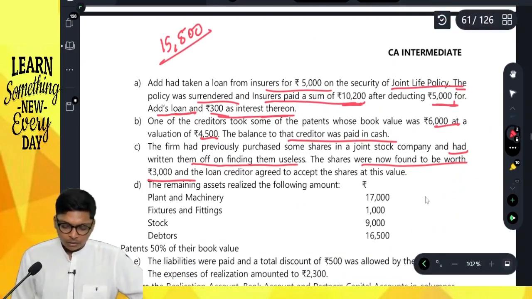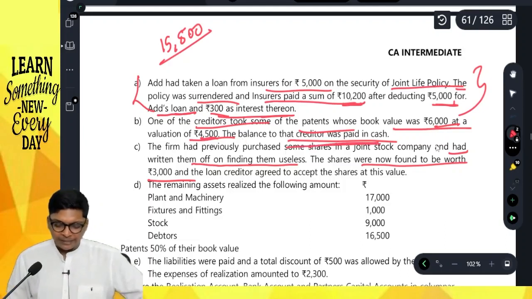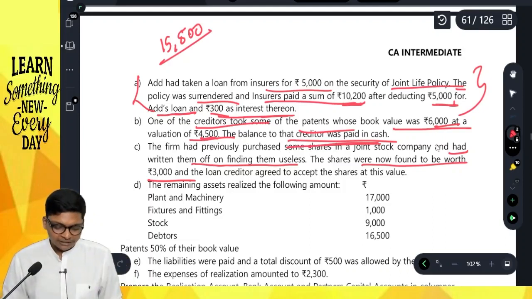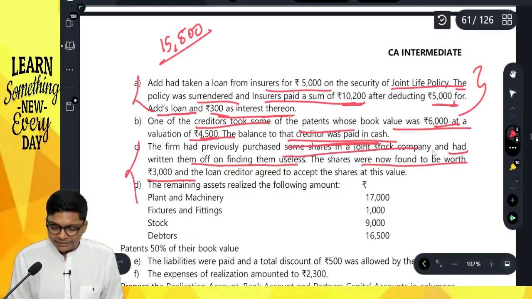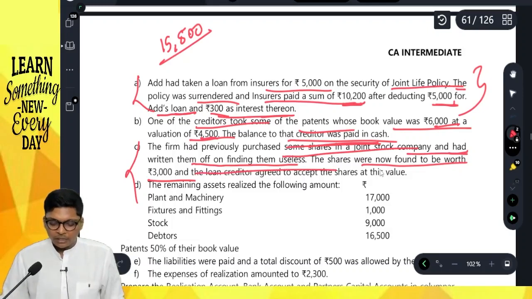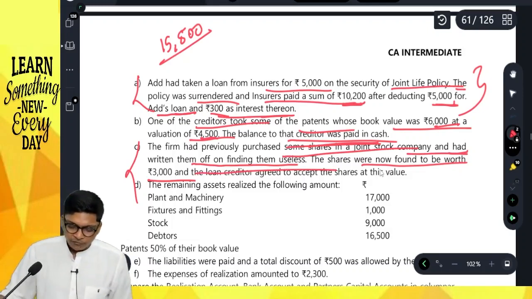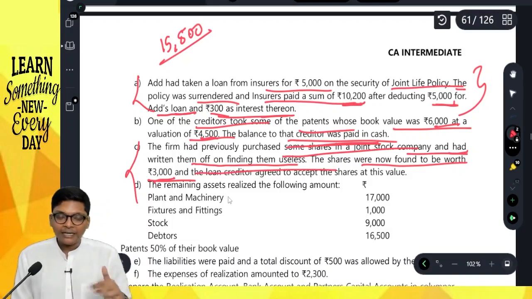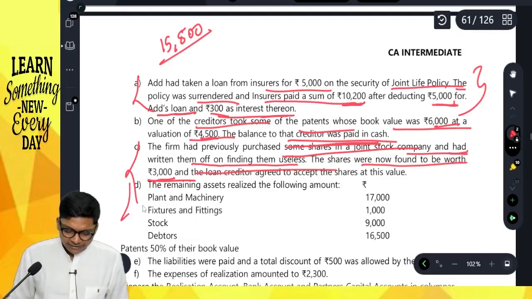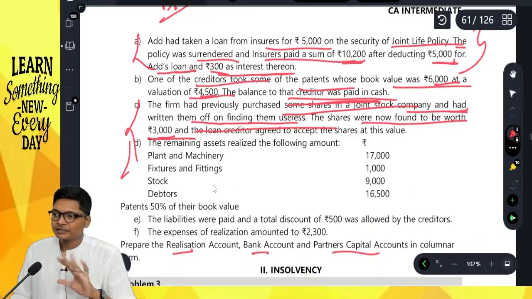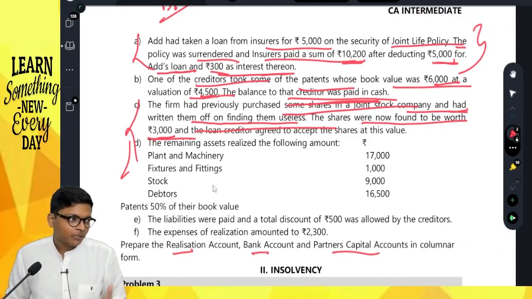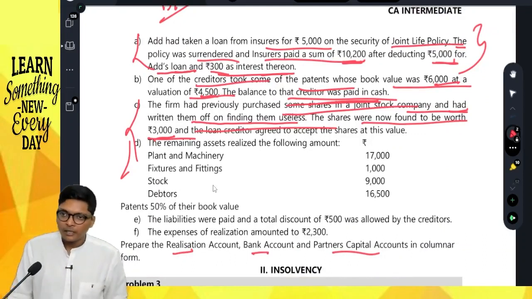Then they are saying, again when I come to the adjustment, I will teach you. One of the creditors took some patents whose book value is 6,000 and valuation 4,500. The balance to that creditor was paid in cash. Straightforward adjustment. The firm had previously purchased some shares in a joint stock company and written them off on finding them useless. The shares are now found to be worth 3,000. Unrecorded asset: an asset written off is now recorded. And then we have other adjustments. Let me read them when we get there. Each adjustment, as we get there, we will deal with it.